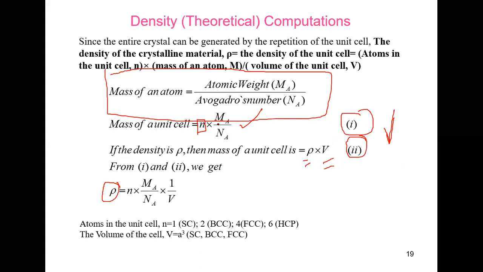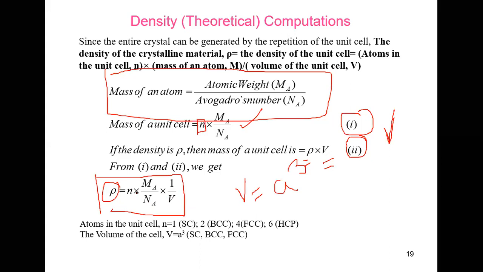If 1 is equal to 2, from there you can calculate rho will be N Ma by Na multiplied by 1 by V. So we have studied the cubic crystal system in detail. So V for the cubic crystal system is basically a cube. So if I ask you to calculate density, then instead of V, you will use a cube, where a is the lattice parameter or lattice constant.